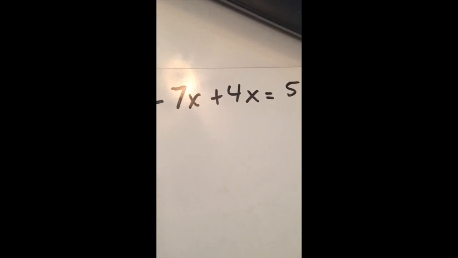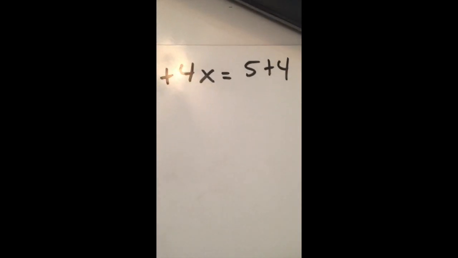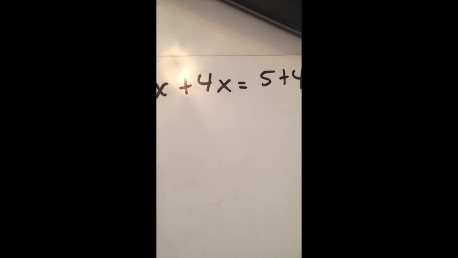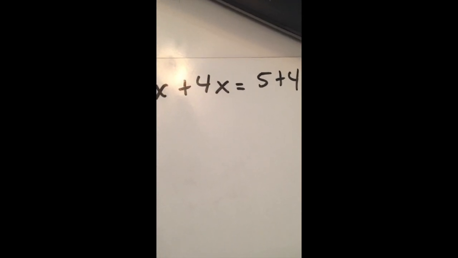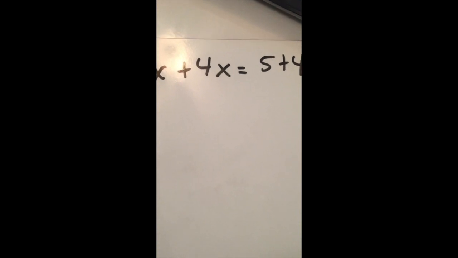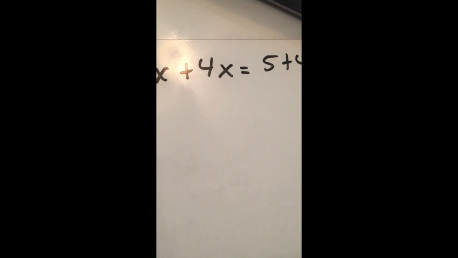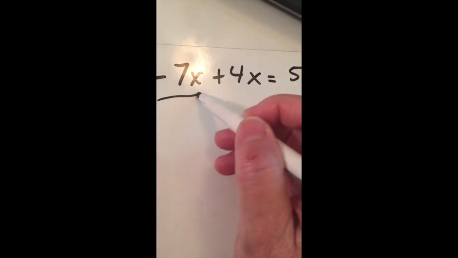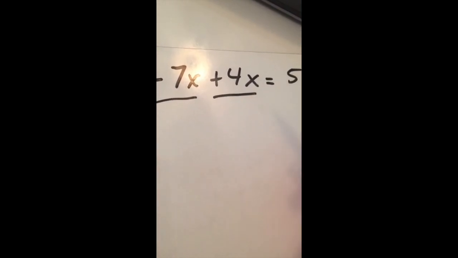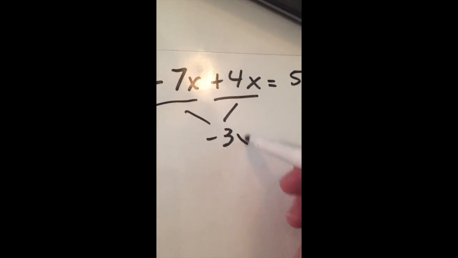Okay, so for problem number 5, we have negative 7x plus 4x equals 5 plus 4. So this one just seems a little more complicated because we have stuff to combine on both sides. As we get into more difficult equations, you're going to have that more often. Okay, so all we need to do is combine like terms on both sides. So we have negative 7x and we have plus 4x. So that gives us negative 3x.